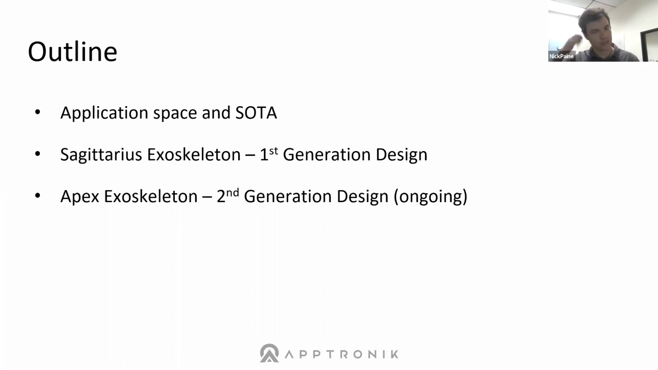The rest of the presentation is really focused on the 2 systems that we've been working on for the past 3 years. The first of those is called Sagittarius. This is our first pass at an exoskeleton design. The second is a system that we call Apex. This is more recent, and it's designed given lessons learned from the first system that we worked on. Apex is also an ongoing effort, so I'll show you current results, but there's more results to come after that.